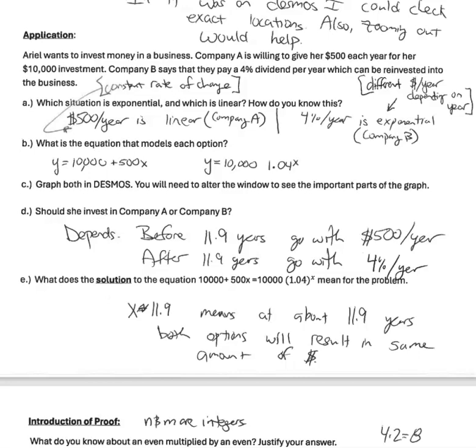Let's get back to this though. It says, what does the solution of 10,000 plus 500x equals 10,000 times 1.04 to the x mean for the problem? Well, the answer is x equals 11.9 if you were able to solve this. And that's just saying that the output, the amount of money you have at 11.9 years for each one of them, would be exactly the same.